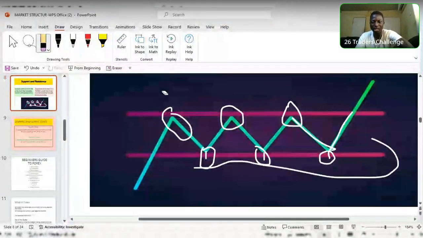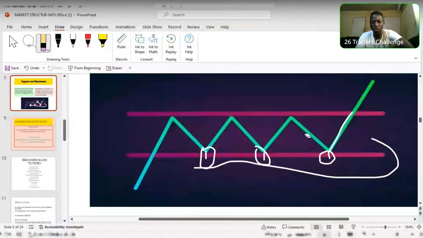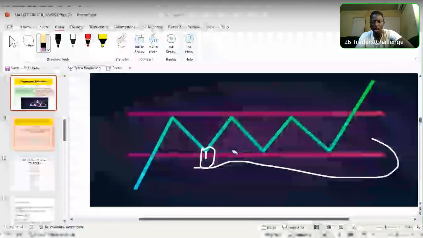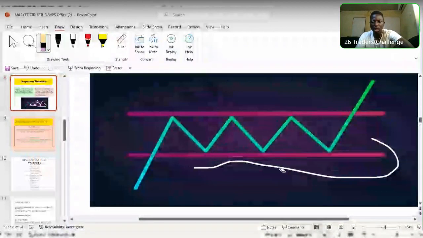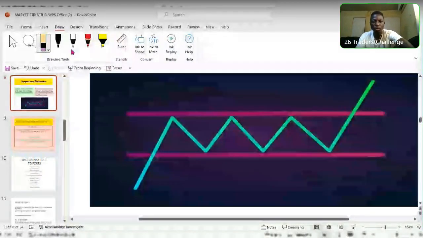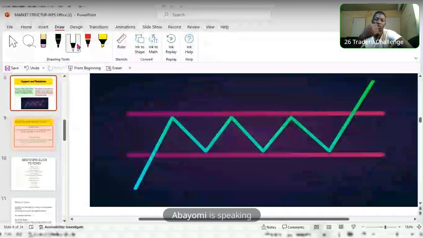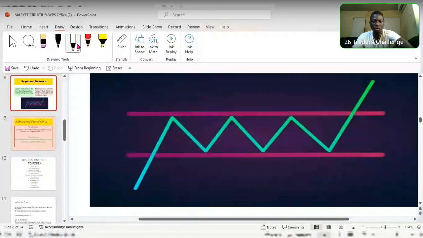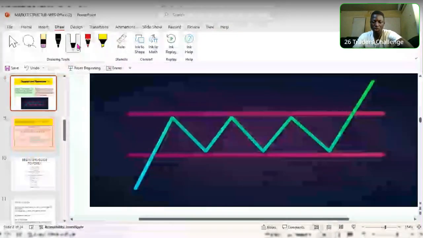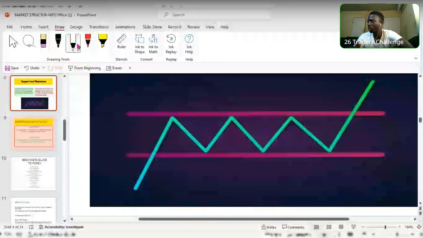Do we get that? These are some of the simple questions I'm going to ask. You sell at resistance, you buy at support. Are we clear about that? All right. So support is zones where market buyers are willing to make new purchases.